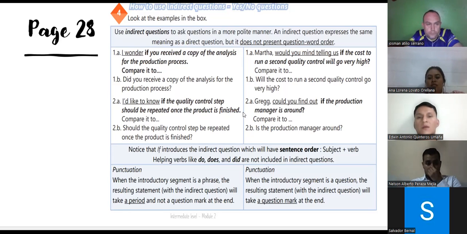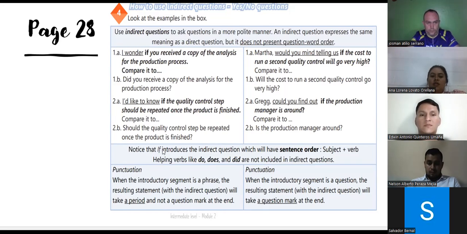Great. Could you find out if the production manager is around? Compare it to: Is the production manager around? Great. What do we have to notice?